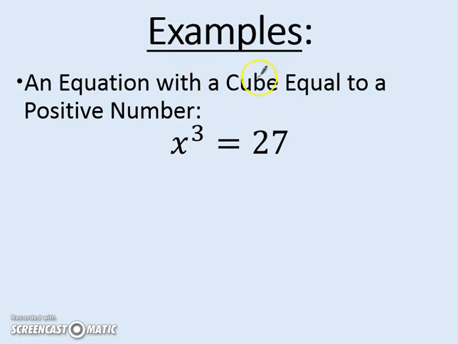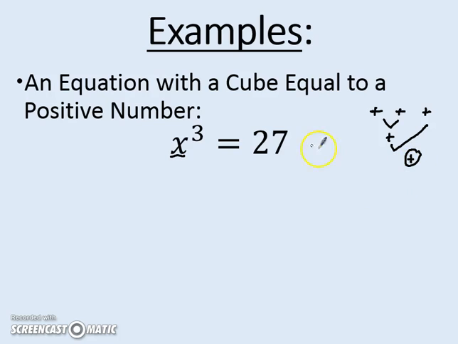So let's look at an equation with a cube root equal to a positive number. Now, we're talking about a positive number because if you multiply a number 3 times in a row and end up with a positive, then that number had to have been positive, because a positive times a positive makes a positive, and a positive times a positive makes a positive. So if a cube is equal to a positive number, then this number has to be positive as well.